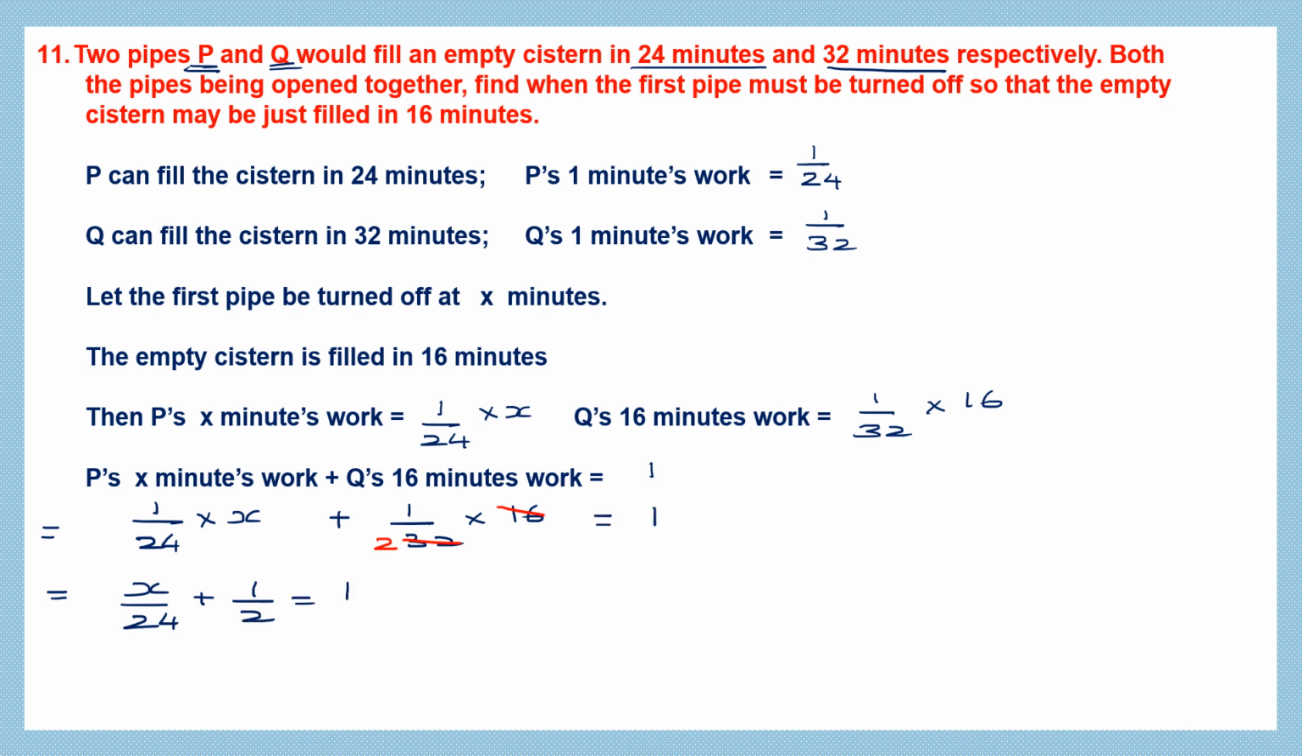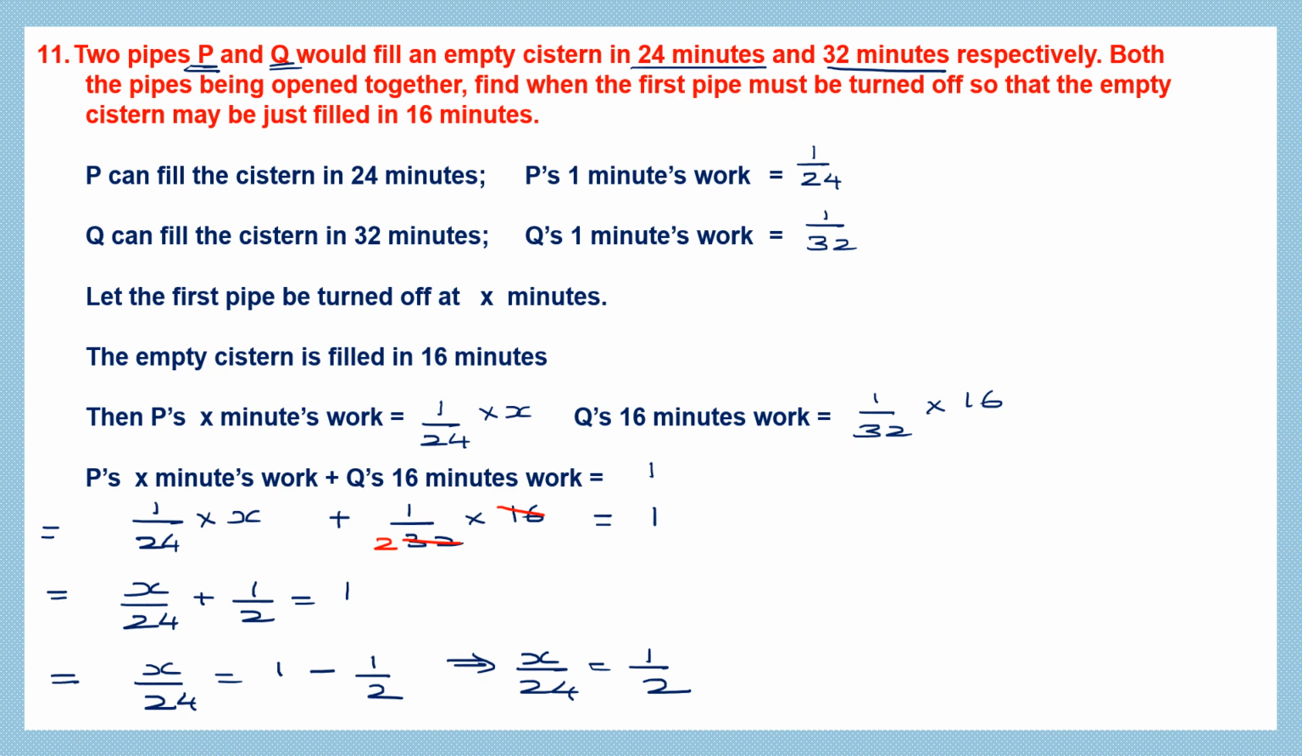Remember, here also it's equal to 1. Now we have to work this out. We're going to find the value of x. So we're going to say x by 24 is equal to 1 minus 1 by 2, because we have transposed this plus 1 by 2 to the other side, it becomes minus 1 by 2. So now let's solve this. Now this is one whole, isn't it? One whole minus half is half. When you take away half from 1, it becomes half, or you can work it out with the help of the LCM. So this becomes x by 24 is equal to 1 by 2.